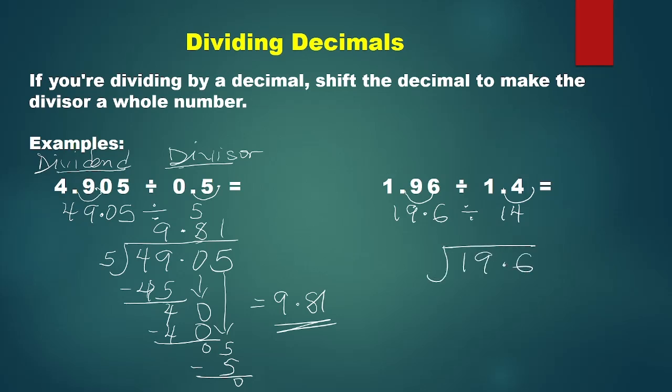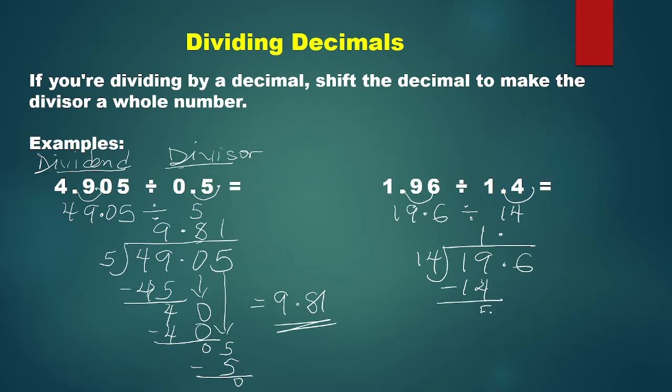19.6 divided by 14. You can place your point at the top before you start your division. 19 divided by 14 is 1, because there's only one 14 in 19. 1 times 14 is 14. So after dividing, we multiply, then we subtract.